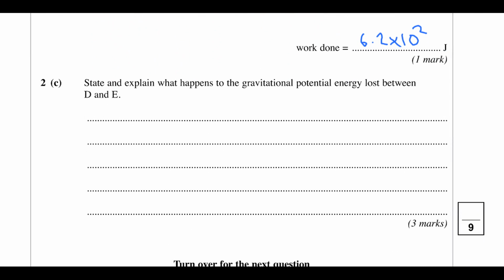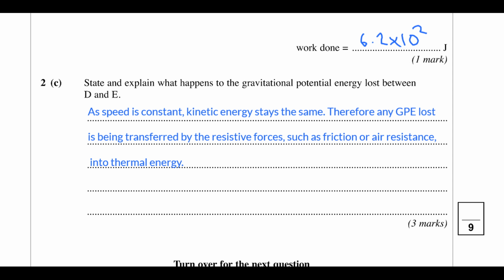State and explain what happens to the gravitational potential energy lost between D and E. So if it's going at constant speed, we know it's not being transferred to kinetic energy. So it must be being transferred by the resistive forces, which means it's being transferred into thermal energy, and the resistive forces might be friction from the slope or air resistance, something like that. But we get no extra GPE during that part. Okay, and that's what we've got written there. So that would be your answer.